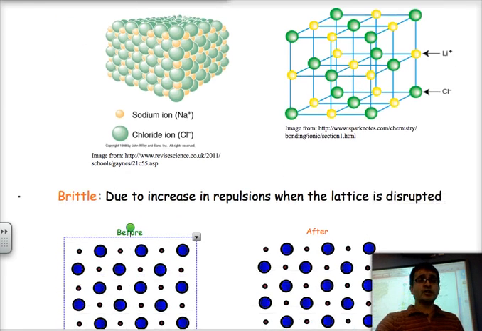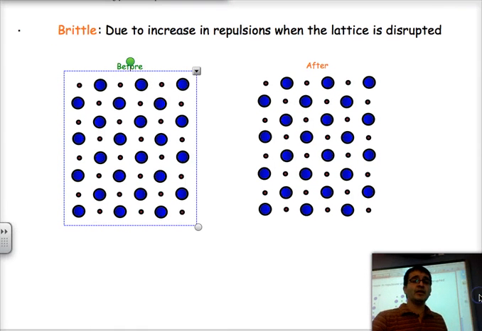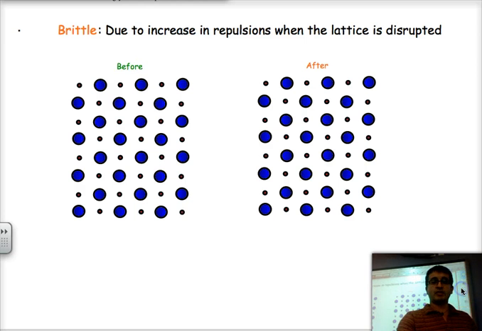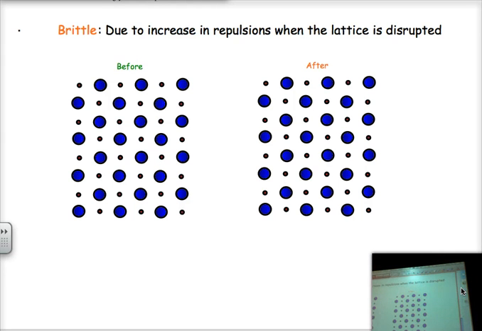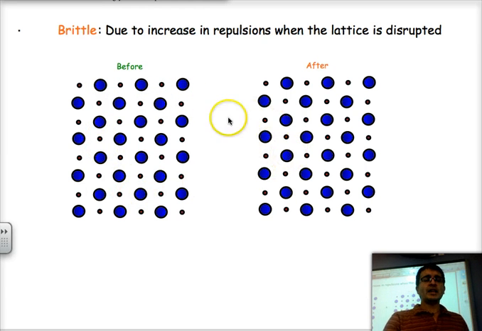Because of this crystalline structure, ionic compounds are also brittle, and you will see this. Let me tell you a little bit more about that. If you have a compound with that repeating pattern, you will see positive, negative, positive, negative, positive, negative, and it repeats in all 3 dimensions. I only drew 2 dimensions to make it easier. But brittle means that if you put a stress on it, it will break.